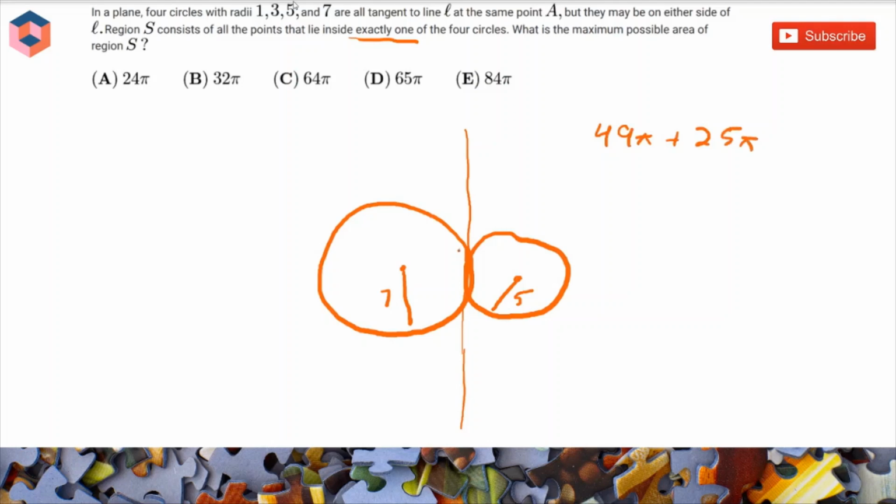Now we could put the third one right here, which would give us 3. So now this area doesn't count, so we subtract 9 pi. And we could put the 1 circle here. So we subtract another pi, which would give us 64 pi. So 49 plus 25 minus 9 minus 1, which is 49 plus 15, or 64 pi.